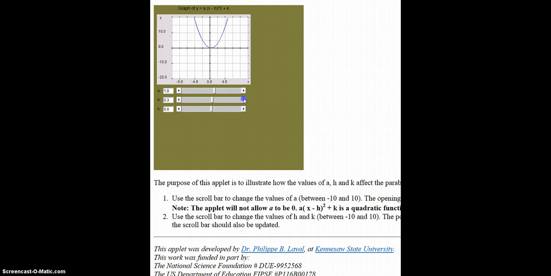If I move to the right, notice that the graph is also moving to the right. If I add a negative number, I move to the left. Let's put that back at 0, 0. Now let's look at k. Add a positive number, I go up. Add a negative number, I go down. So these are the 3 important changes that we are going to talk about in our lesson for today.